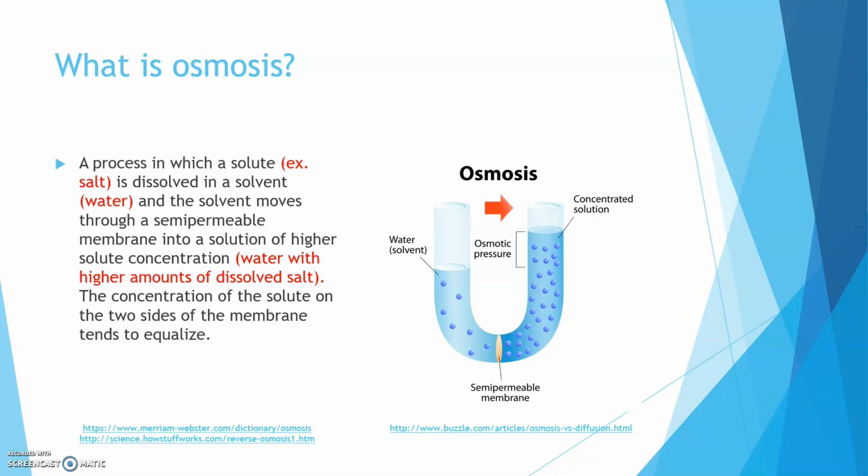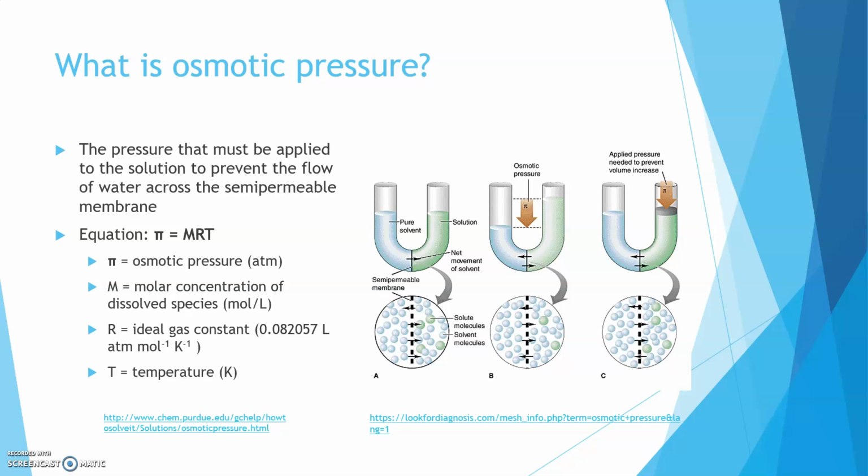Osmosis is a special case of diffusion in which water crosses a barrier, a semi-permeable membrane, and this semi-permeable membrane allows water to pass right through it. What is osmotic pressure? The pressure that must be applied to a solution to prevent the flow of water across the semi-permeable membrane. Here we'll show it in a diagram.